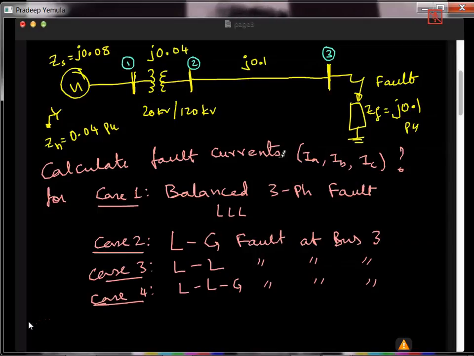So have a look at the problem. Try to spend a couple of minutes understanding what the problem is, and then I'll solve it. So just take 2 minutes. The question is on your board. So just look at the question and try to calculate the fault current. I'll write here S base is 100 MVA for the generator.